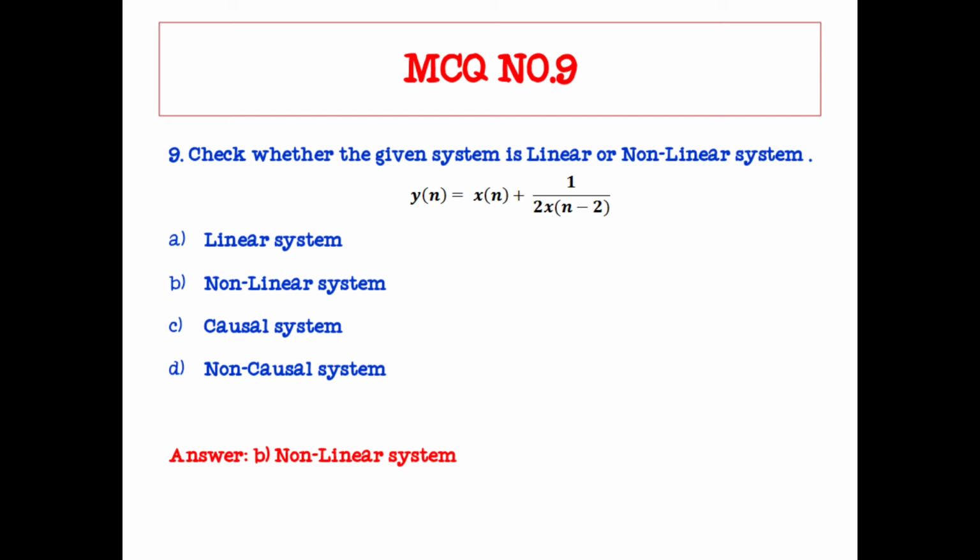Check whether the given system is linear or non-linear. y of n is equal to x of n plus 1 by 2 x of n minus 2. This is a non-linear system. This is also a most frequently asked question.